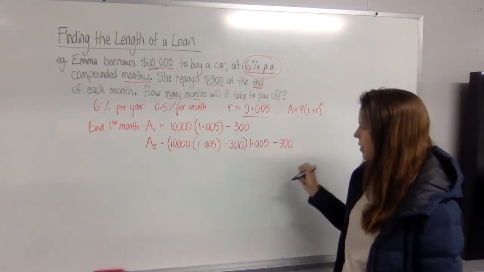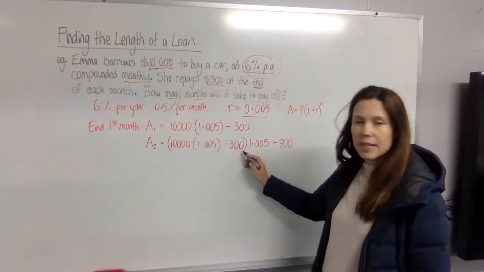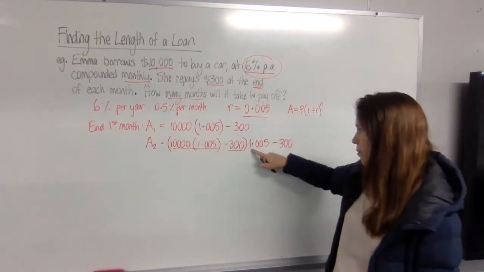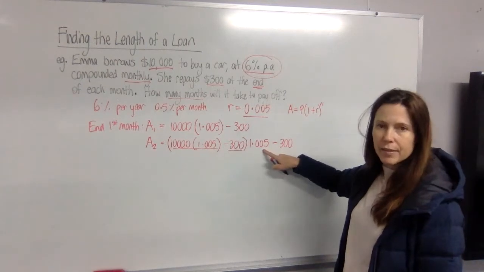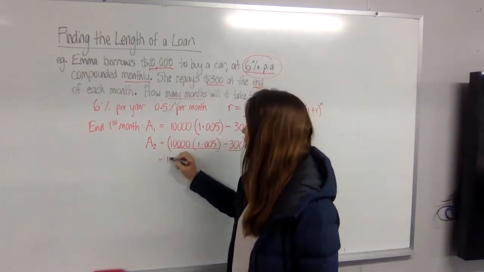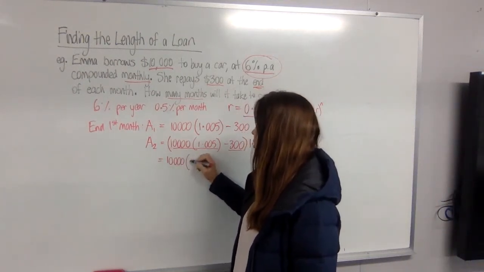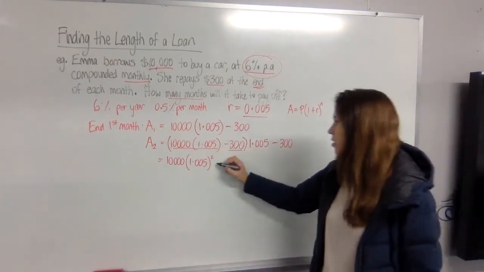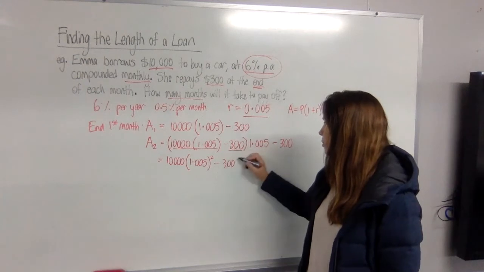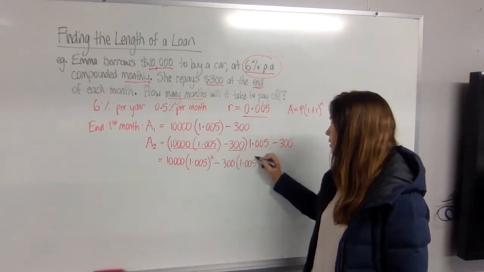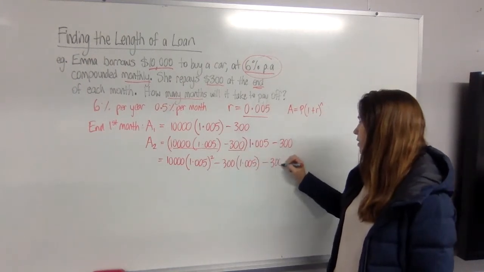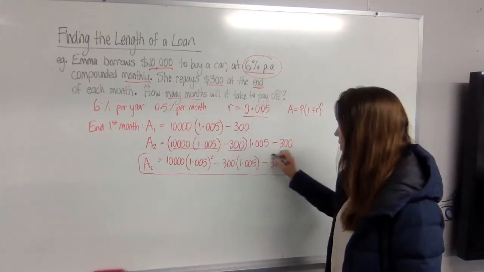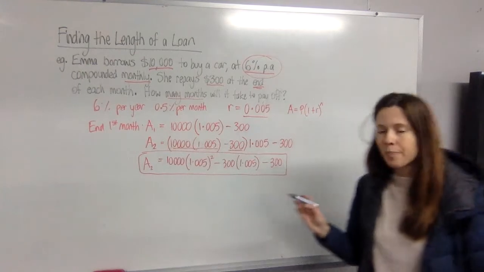Now, we can tidy this up a little bit. Let's expand these out of brackets. Inside the brackets, we've got 2 terms, and we can multiply both of them by this. So this first term becomes 10,000 times 1.005 squared, and the second term will be 300 multiplied by 1.005, and then we've got our minus 300. So that's a better version of A2. Let's put a box around that one because it's the one that we want to use.